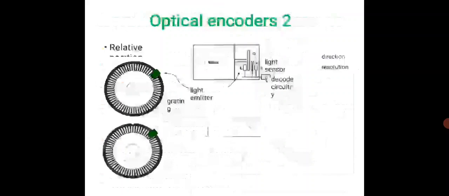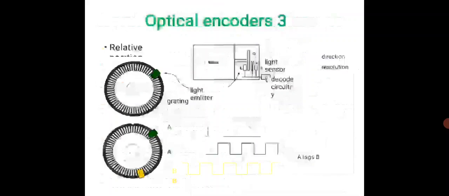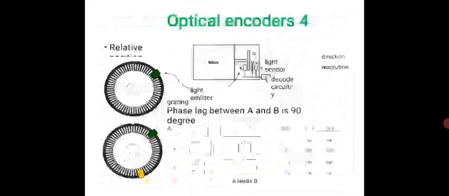This is how it is made. It will tell you the direction or the resolution. You can see here you have a square wave generated which is denoted by A, and similarly we have one more which is denoted by B. Here A is lagging B, and the phase lag between A and B, as you can see from the figure, is only 90 degrees. From this you could detect both the direction as well as the resolution.